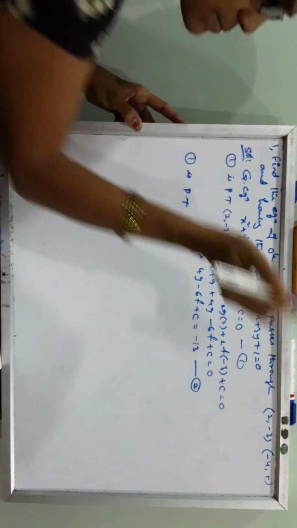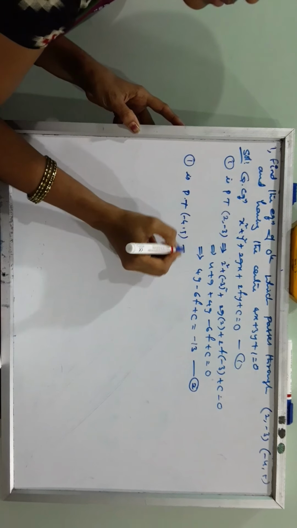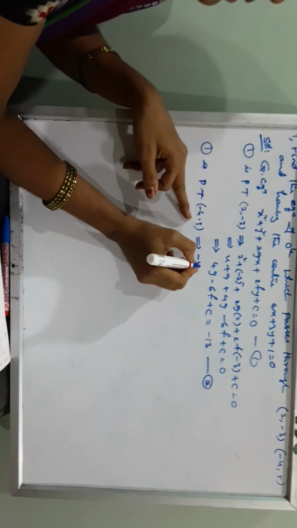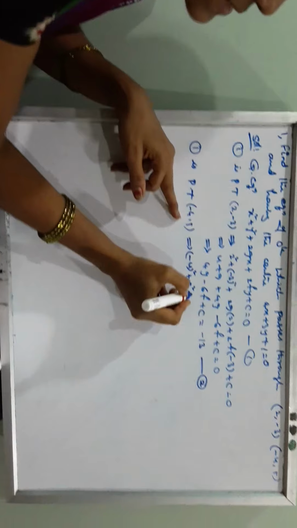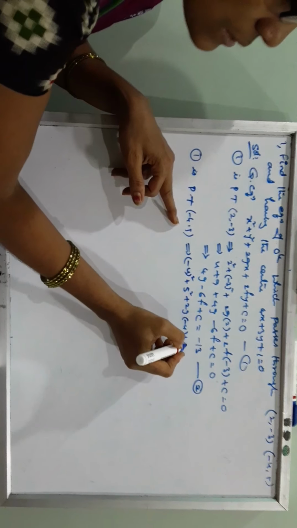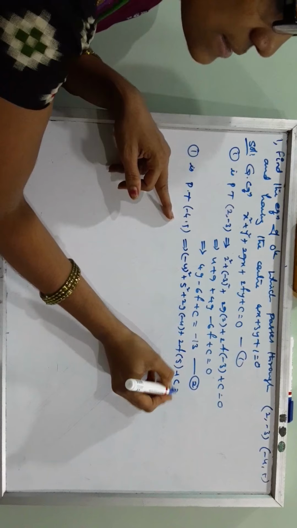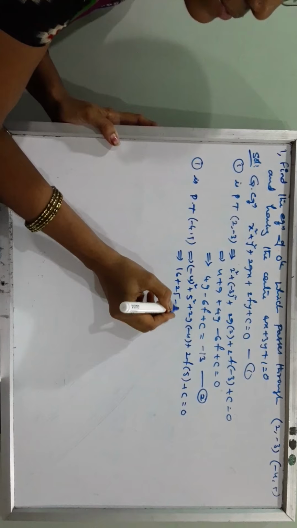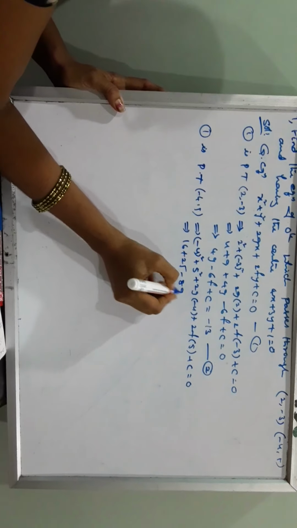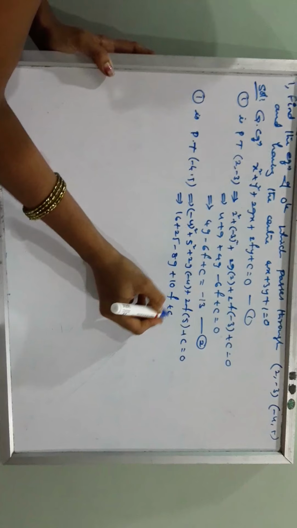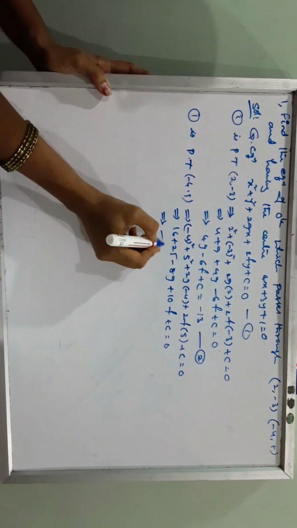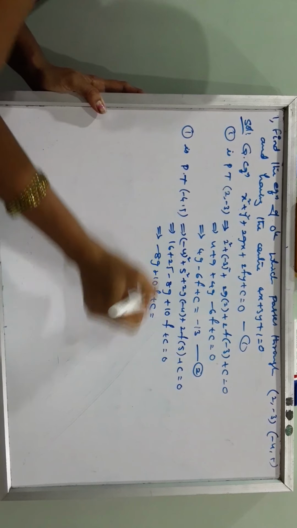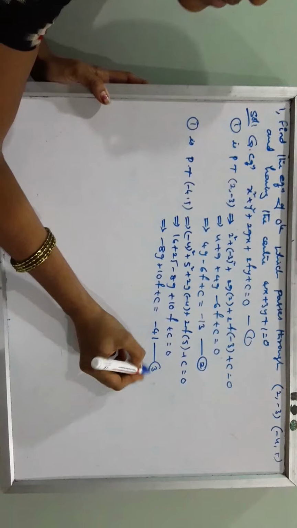Again, equation 1 is passing through the second point, which is (-4, 5). Same process: put x = -4 and y = 5. (-4)² + 5² + 2g(-4) + 2f(5) + c = 0. This implies 16 + 25 - 8g + 10f + c = 0, so -8g + 10f + c = -41. Equation 3.